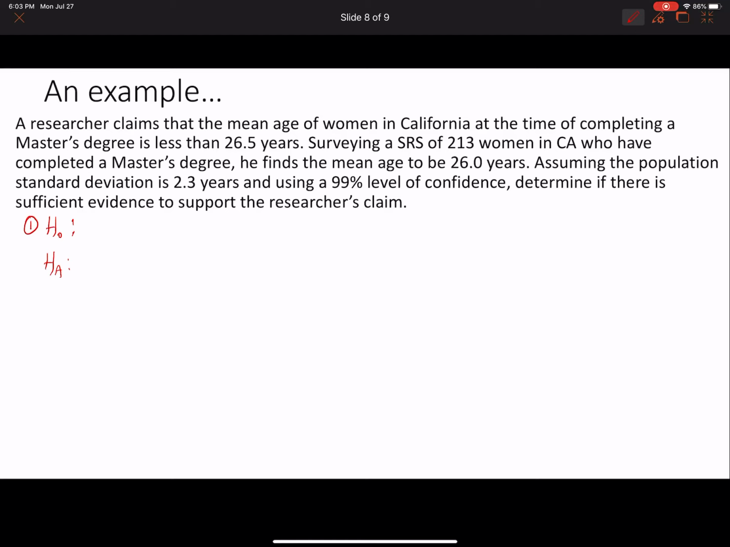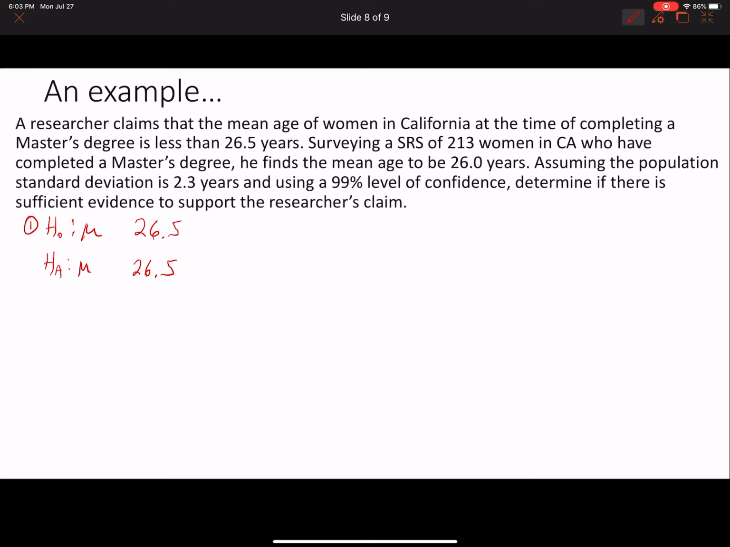Okay, now if you read carefully in the problem, this is dealing with means. Very easy to see that. So the variable in question here is going to be mu, and the number in question, the number of years, is going to be 26.5. That's what's describing the parameter in this case, the population.